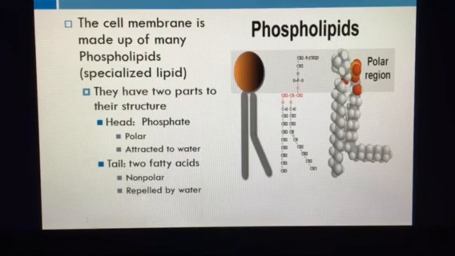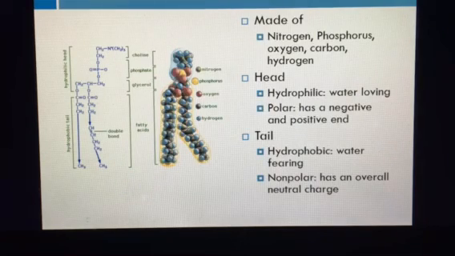Also, when we look at the phospholipid, we have a phosphate molecule, but the 3 most important elements that we find in here are carbon, hydrogen, and oxygen, which are found in all of our biomolecules. Okay, and so we can see that here. Now, as we just talked about, we have a hydrophilic and hydrophobic.